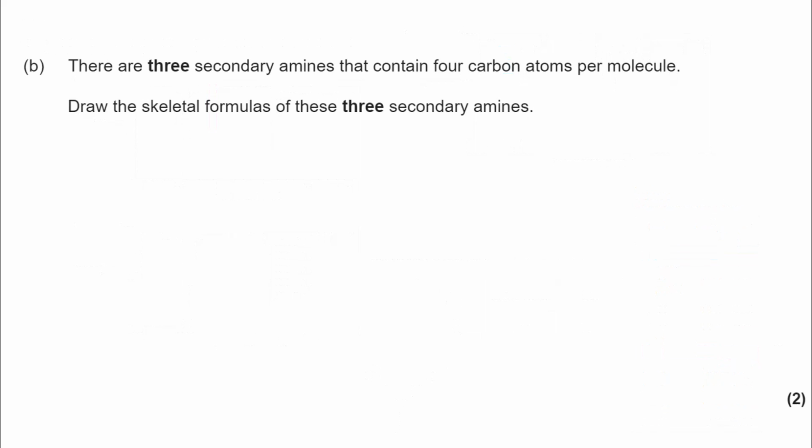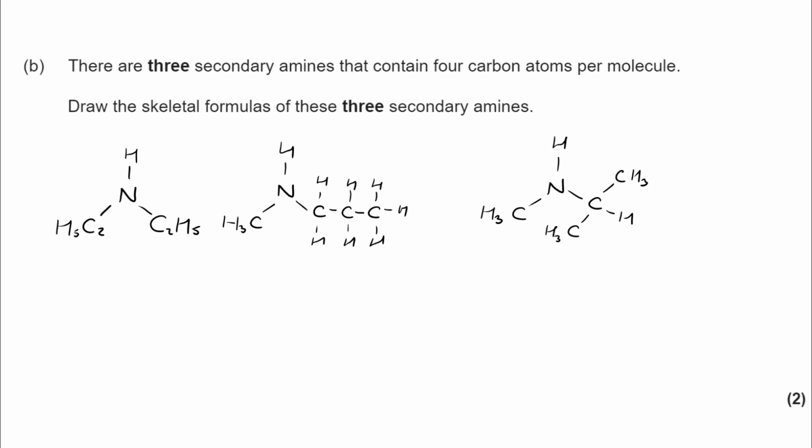Okay, moving on to part B, three secondary amines that contain 4 carbon atoms per molecule. So, taking a look at them, I've drawn them out in full here. I've got an N with 2 ethyl groups, I have an N with a methyl and a propyl, and I have an N with a methyl, but then I've got the branched propyl coming off there. But I've not got the marks because the question asks for skeletal formula.